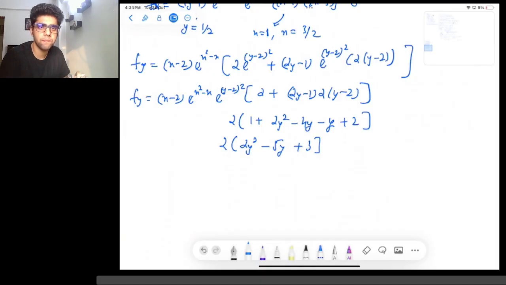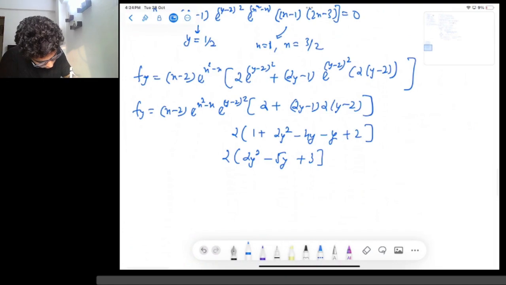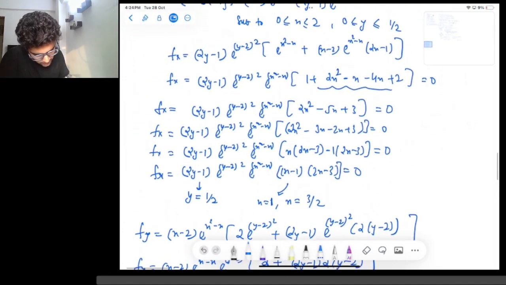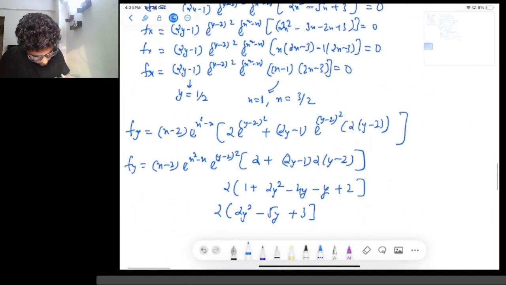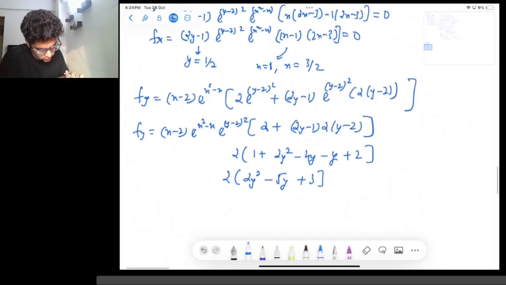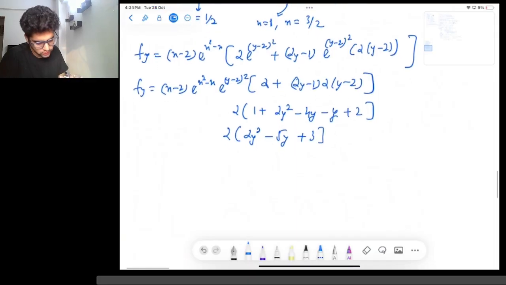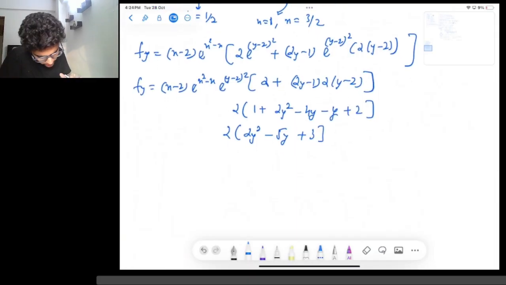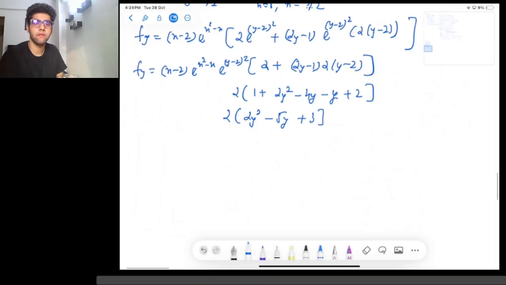Shall I check my calculation once more? So this was 2 e^(y minus 2), 2y minus 1, e to the power y minus 2 whole square. Yeah, so 2 into y minus 2, and if I take e to the power y minus 2 whole square outside, this gives me 2 plus 2y minus 1 into 2, and then I take 2 outside, 1 plus 2y square minus 4y minus y plus 2. Yeah, so 2y square minus 5y plus 3, right?